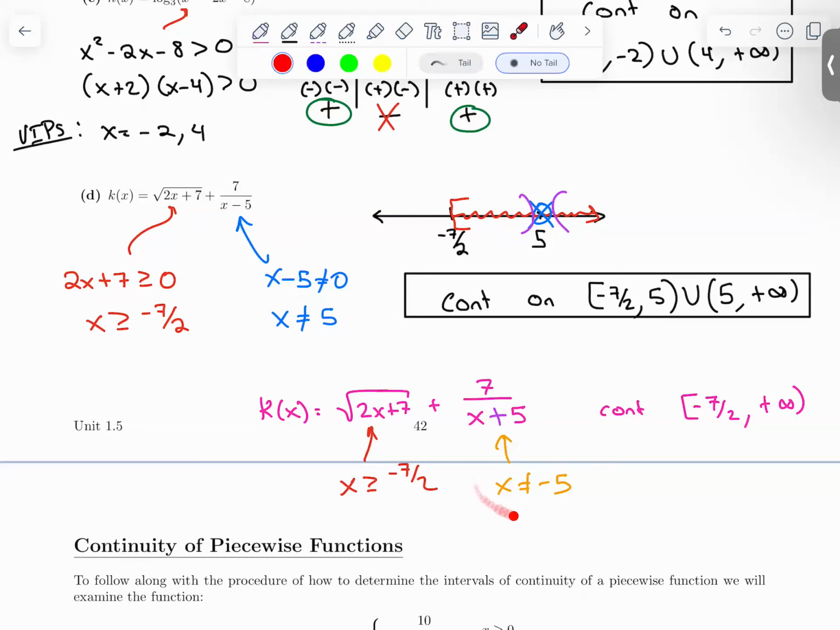This condition in orange is vacuously satisfied, meaning that it is automatically taken care of by the fact that we need to be greater than or equal to negative 7 halves, right? If you have to be greater than negative 7 halves, you're already greater than negative 5, because negative 7 halves is negative 3.5. So by virtue of this happening, this doesn't even matter. Does that make sense? Because it's not included. You're already past that point.